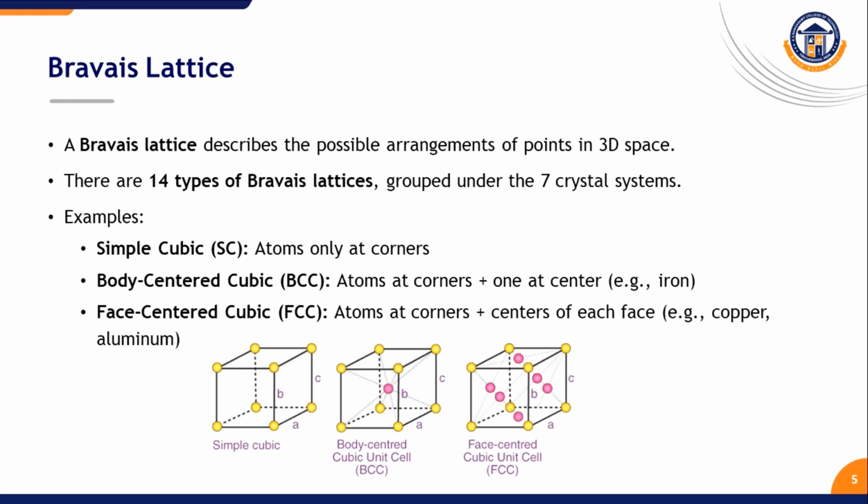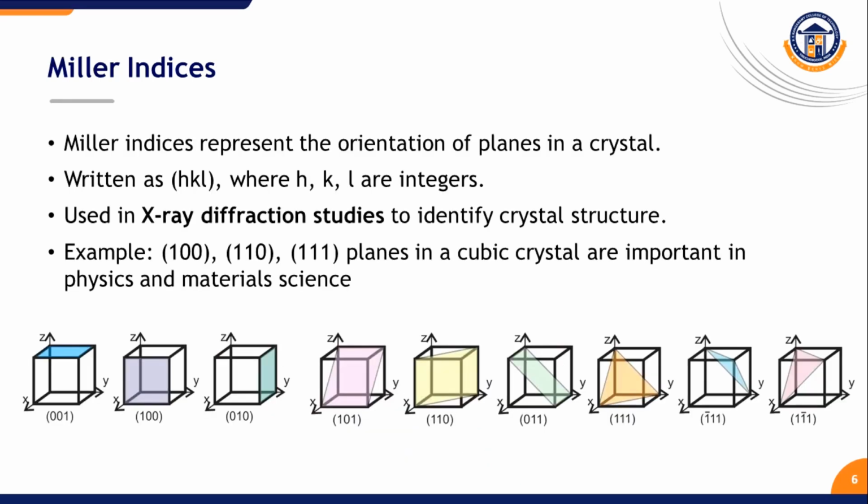The best example of BCC is iron, and the third one is FCC, that is face centered cubic. Here the atoms are at corners and at the center of each face. Copper and aluminium are the best examples for FCC. These arrangements decide how tightly atoms are packed.